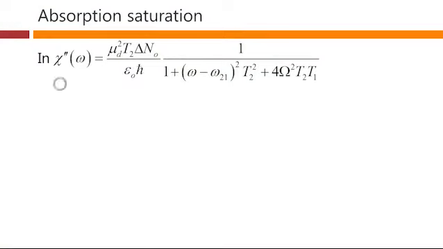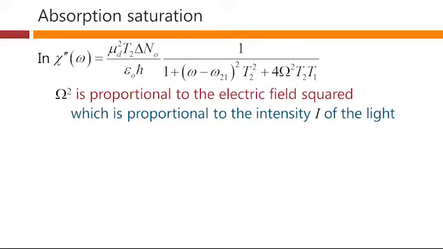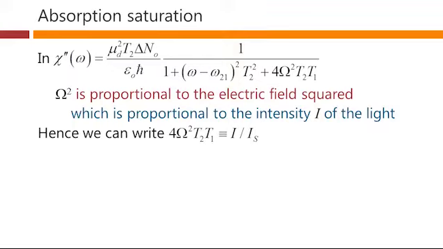So, in this expression here, we note, of course, as we said before, that omega squared is proportional to the electric field squared, the optical electric field we're applying here, and that in turn is proportional to the intensity of the light. Hence, we can write, instead of 4 omega squared T2 T1, the intensity divided by some parameter we could call the saturation intensity.